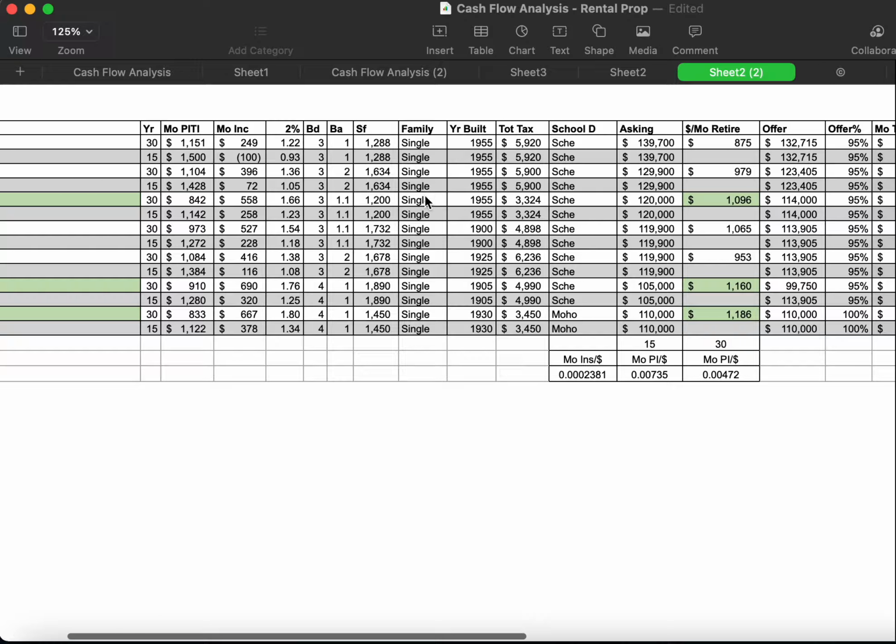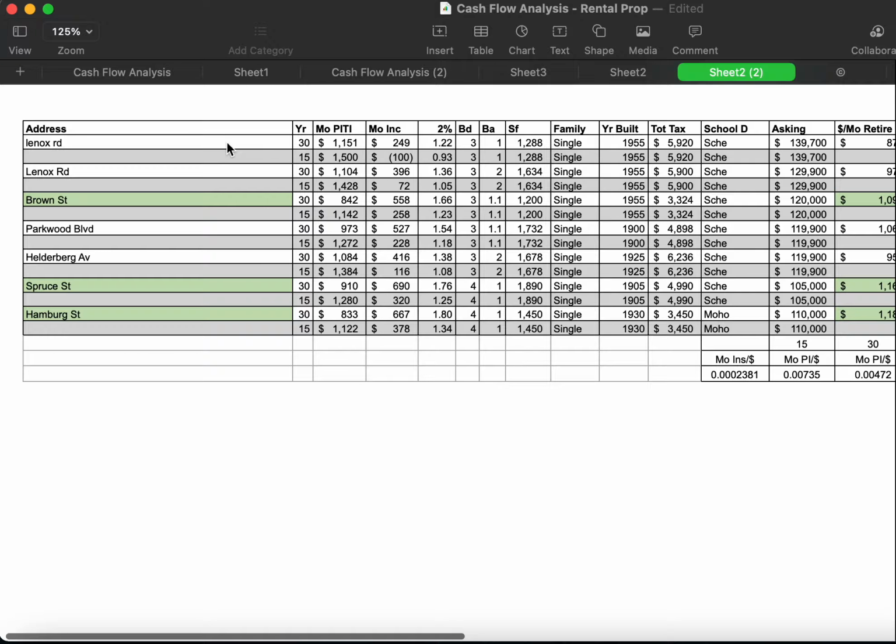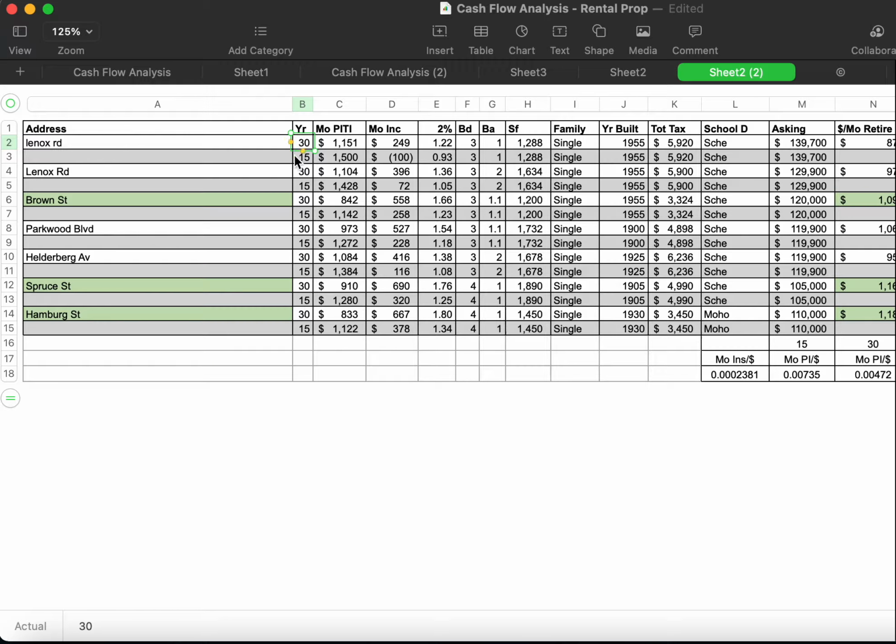Right now I'm looking for single family properties. I analyze them based on cash flow and for long term expenses and that type of information. I always look at a 30 and a 15-year mortgage. So that's why you see both rows for each property.